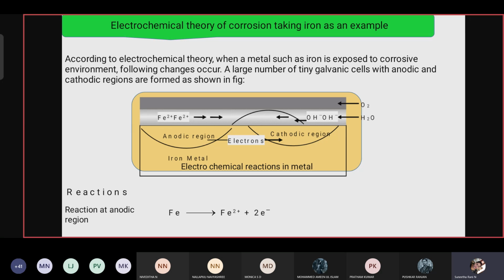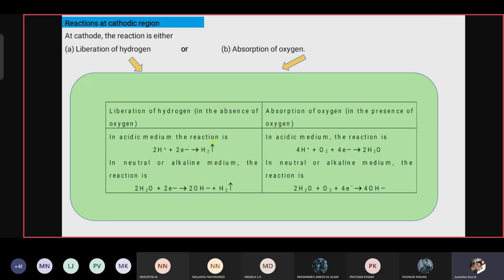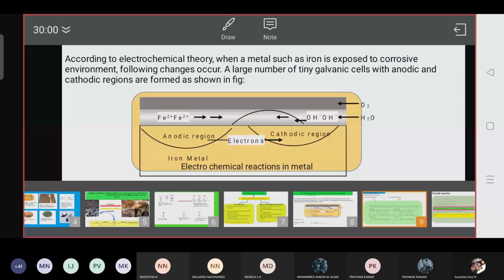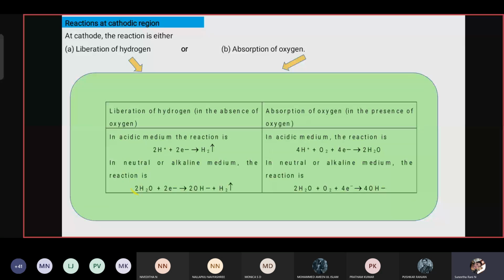Hydrogen liberation takes place. This hydrogen liberation is the first condition where we require OH minus ions. In the moisture, the electrons liberated react with the moisture, that is water, to give OH minus ions. So the first condition is what?